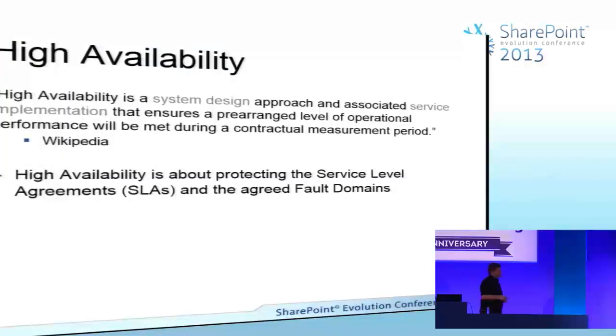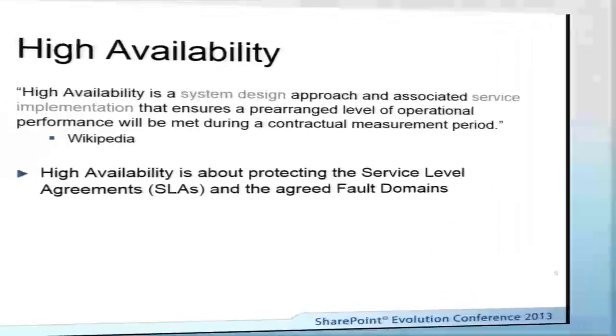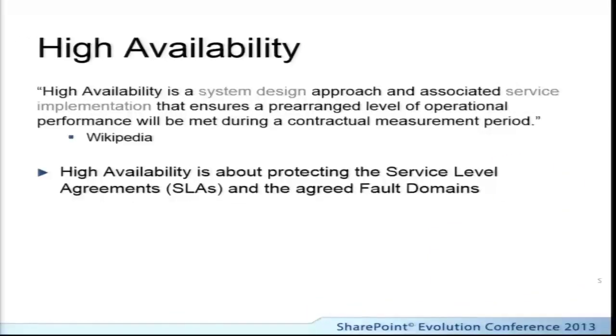So what is high availability? I won't read this out per se, or carte blanche. There's a Wikipedia definition of what we mean by high availability. Fundamentally, what we're saying is providing a solution that offers a level of capability such that there's a minimum disruption or minimum interruption to business in the event of one or more services within that application failing. Really about defining and protecting what we refer to as our service level agreements.